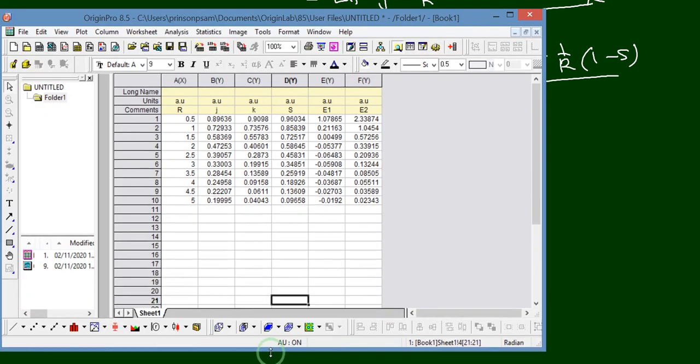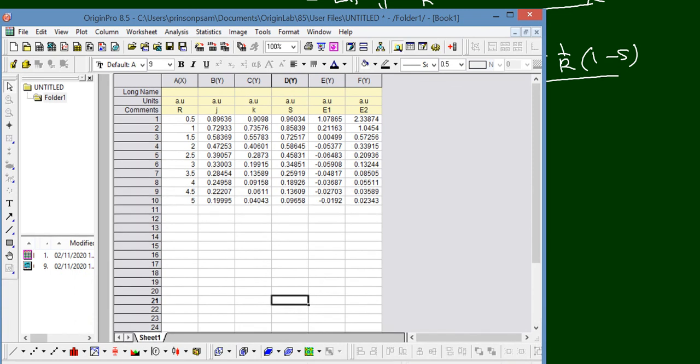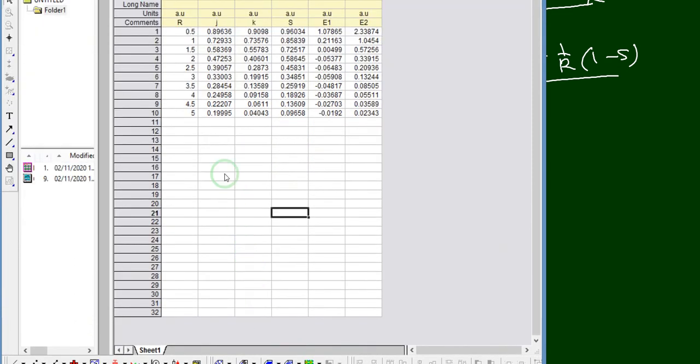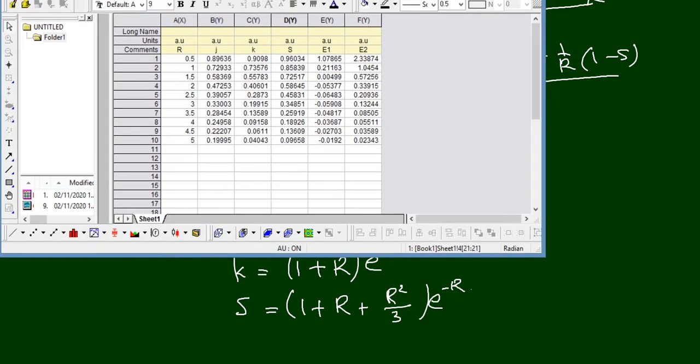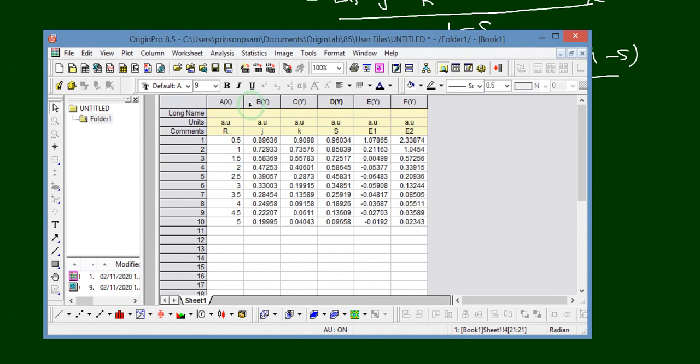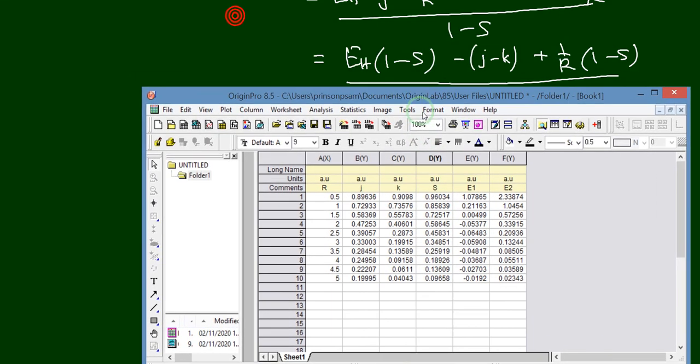Here I have given the values, which are these values given here. So let me put it a little bit down. Okay, you can see that I have given the R value here. I have given a particular R value, that is 0.5. Then I have found out J, K, S, E1 and E2, because you know that everything depends upon R.